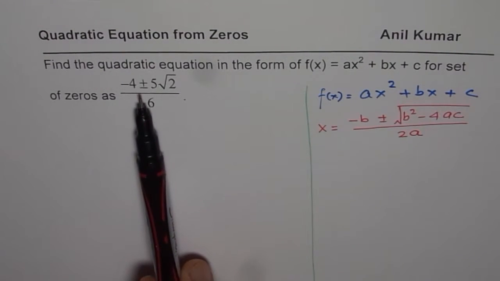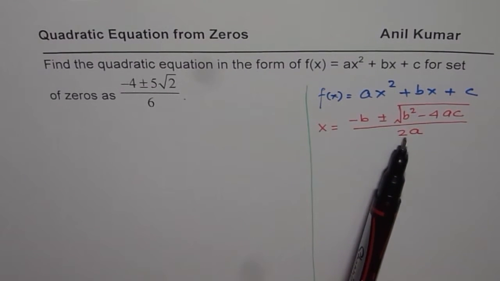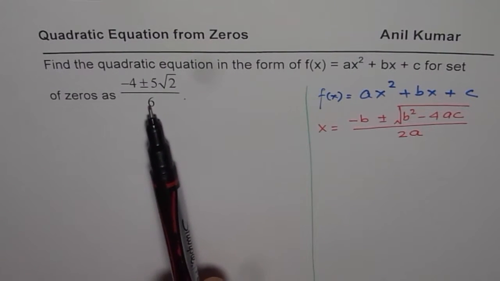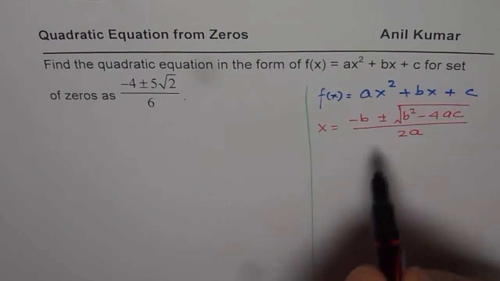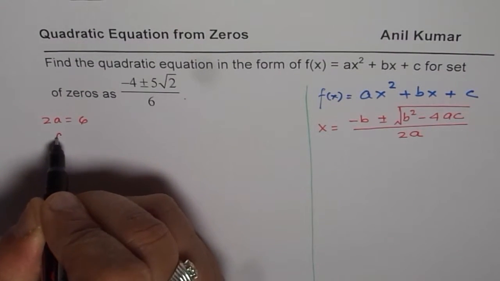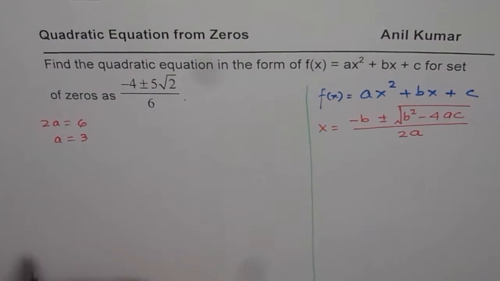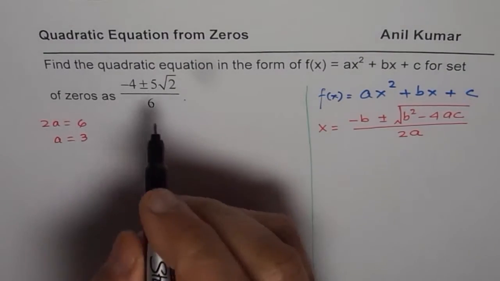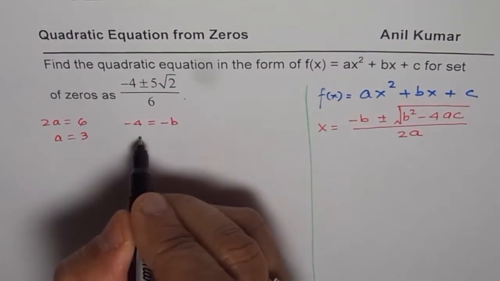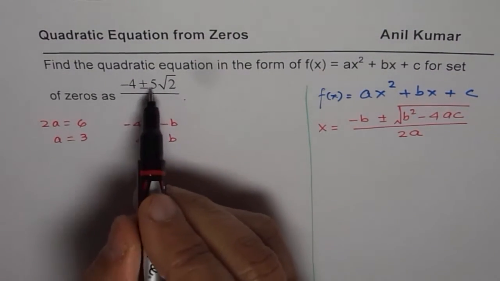Now compare the zeros with the equation, you will get an idea. If you compare the zeros with the equation, what do you notice? You notice that 6 is 2a. So we could say 2a = 6, and that means a = 6/2, or 3. Perfect. How about b? Minus 4 is equal to minus b, and that means b = 4. And how about this number?